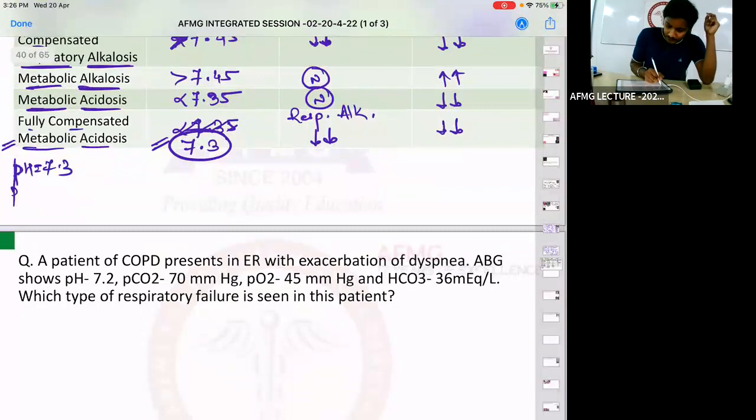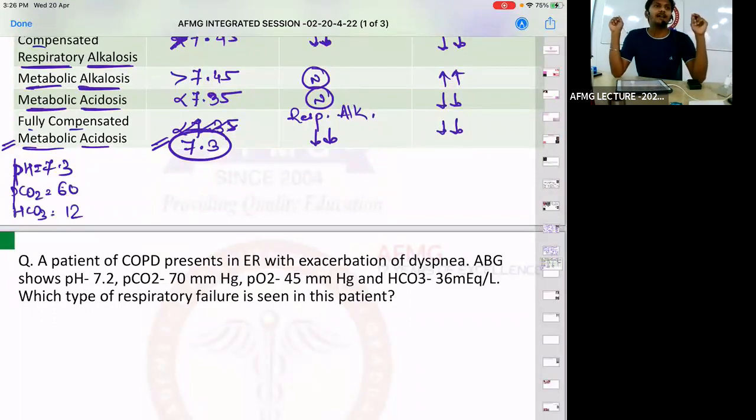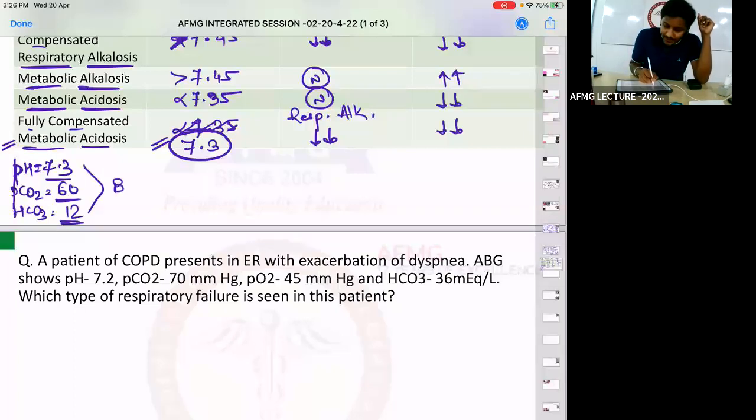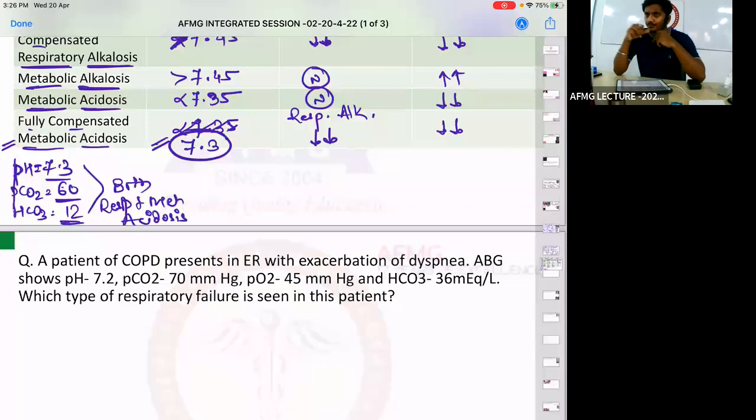pH 7.3, PCO2 60 mm of Hg and bicarbonate 12. What should be the answer? 7.3 means it is acidosis. PCO2 is high, that means it is respiratory. Bicarbonate is low, that means it is metabolic. So it is both respiratory as well as metabolic acidosis. This question has been asked once. No issues with this, guys. Okay, understood.